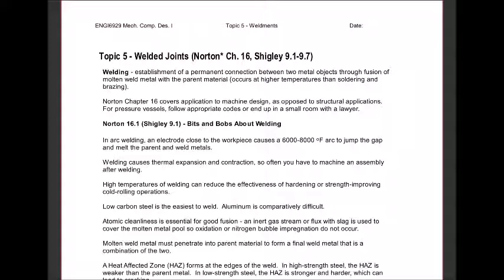This is much different than welding for structural applications or for pressure vessels. Those are guided by codes and standards with which you must be familiar if you're going to do design. All right, so what happens in arc welding? We have an electrode held close to the workpiece. It causes a 6,000 to 8,000 degree Fahrenheit arc to melt parent and weld metals together.